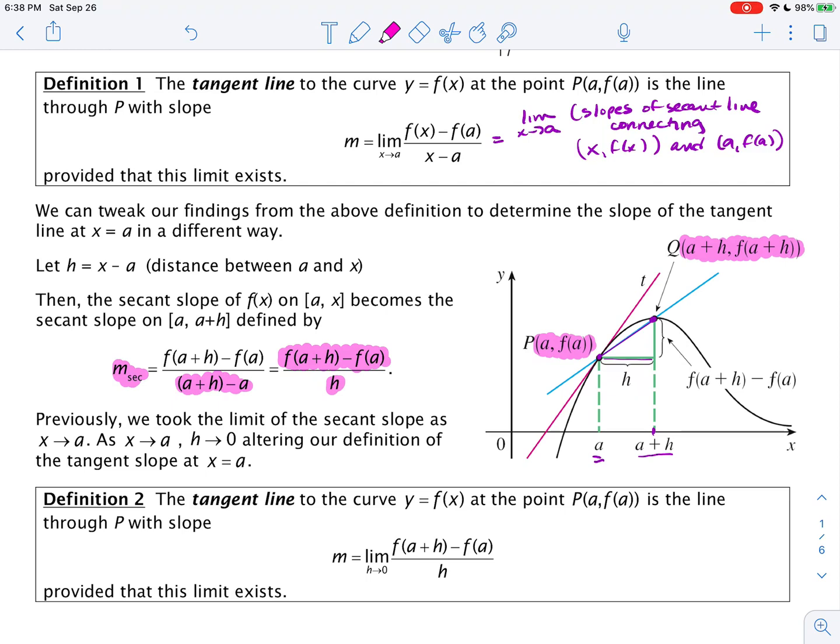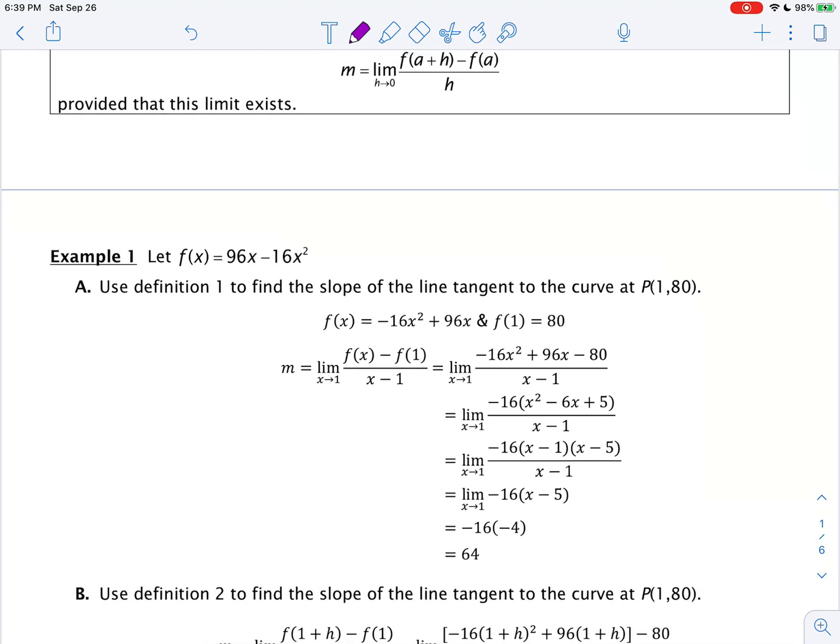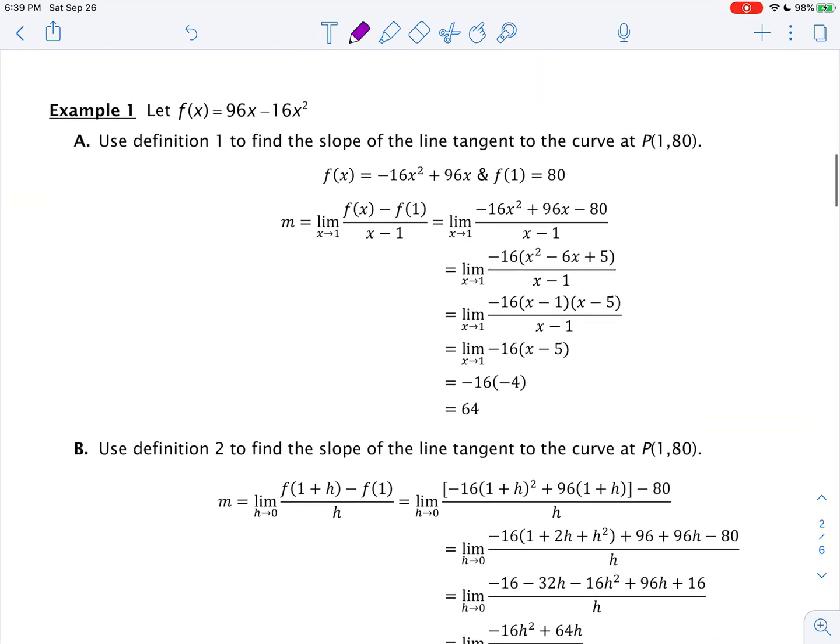Good? And so we can also define as h goes to 0, meaning our values are getting closer and closer to a, we will center upon the slope of that tangent line. Okay? So here we have an example of using both of them, and I would recommend using 1a, the first definition, limit as x approaches a of f of x minus f of a over x minus a, when you only have to find one slope.